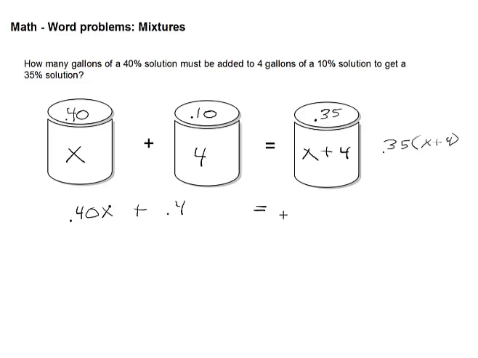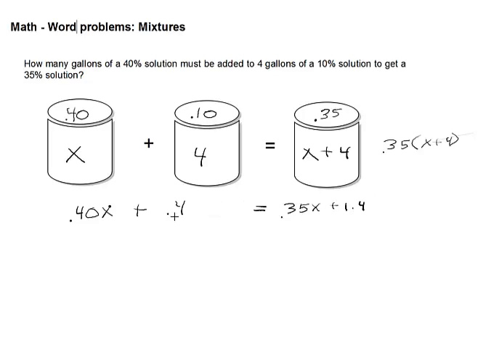So this would end up being 0.35X plus, and 0.35 times 4 would give us 1.4. So plus 1.4. And now all we have is an algebraic equation.